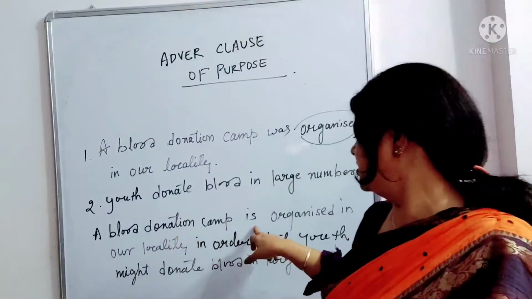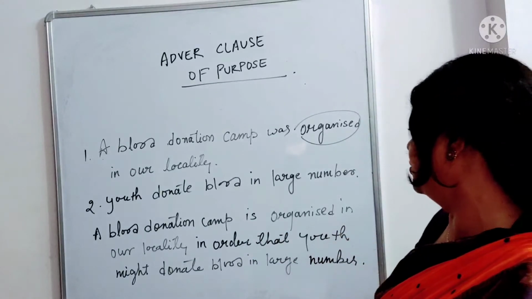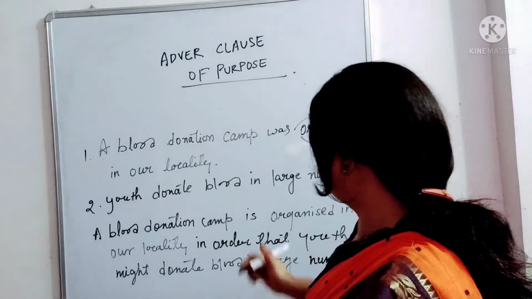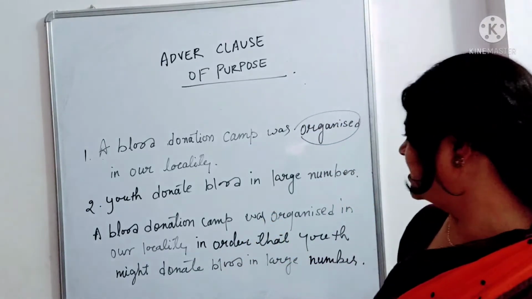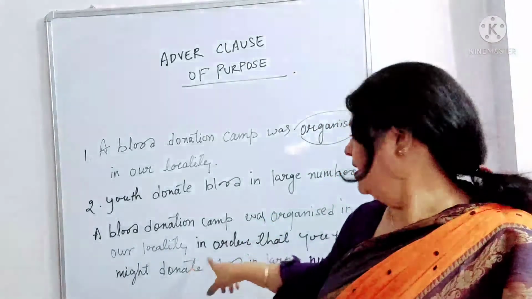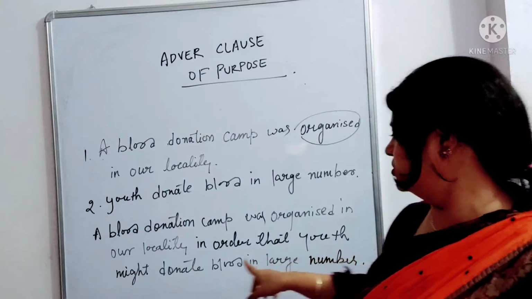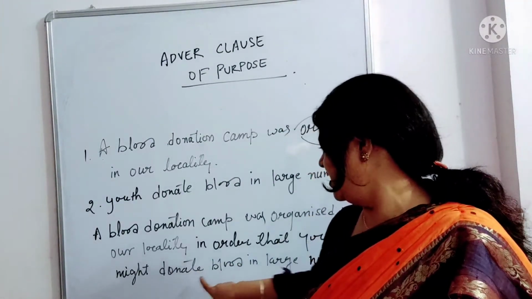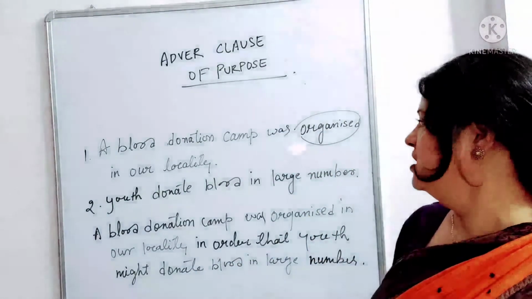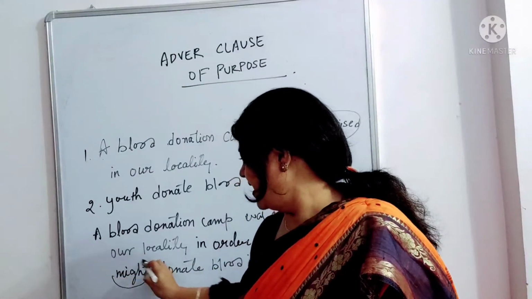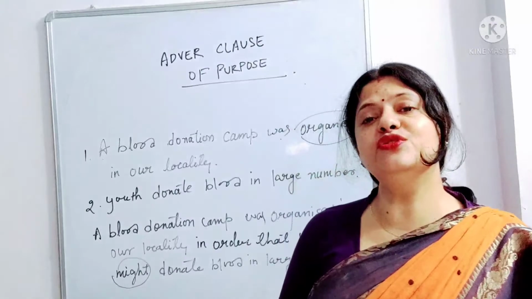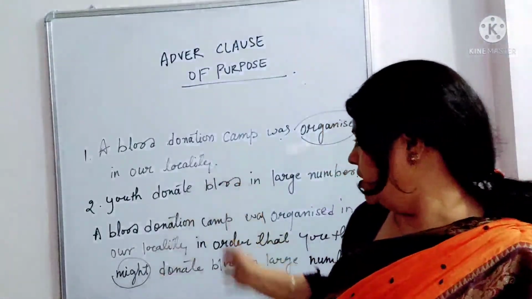Now it has become like this: A blood donation camp was organized in our locality in order that youth might donate blood in large number. Since it is in past tense, I should write was, and I have used might for it. You can also use could for it.